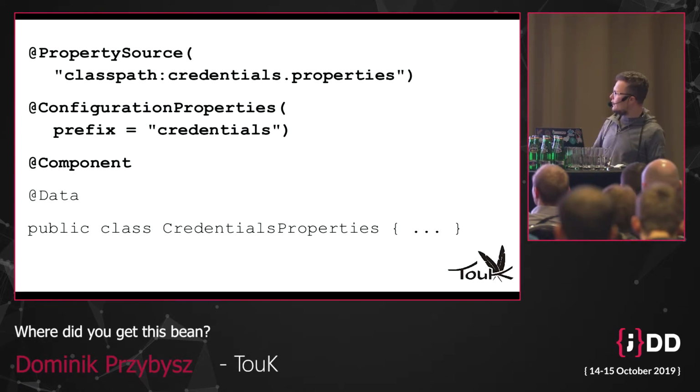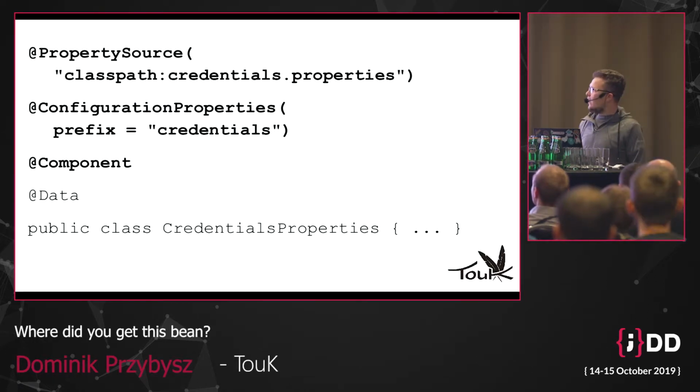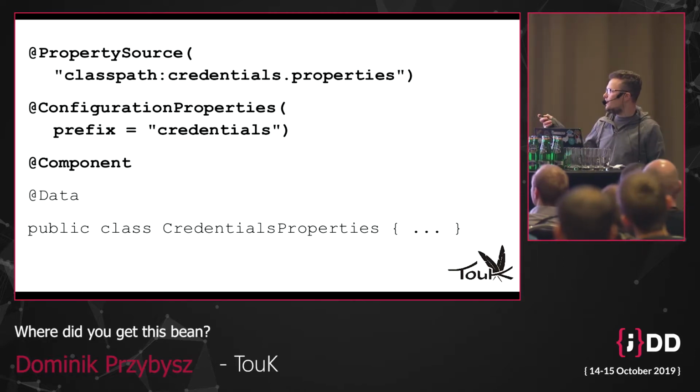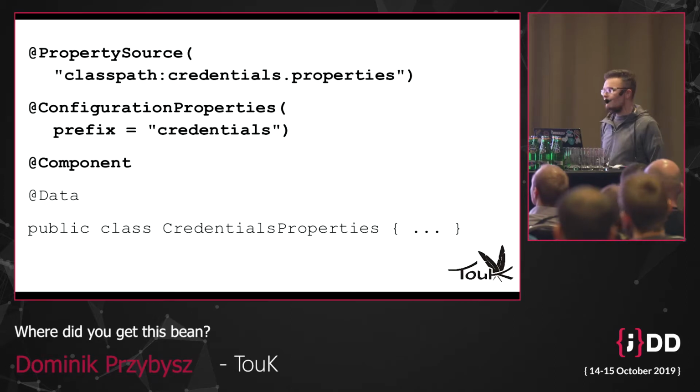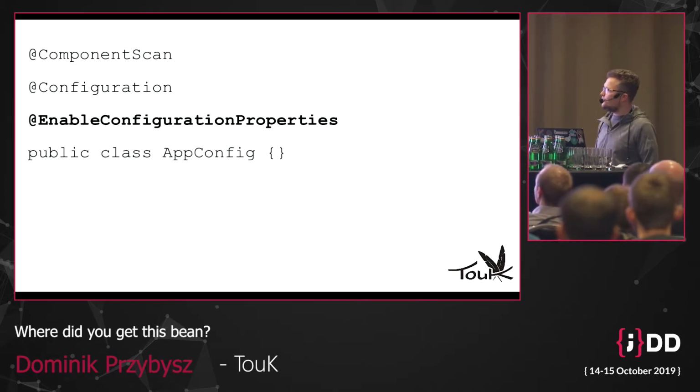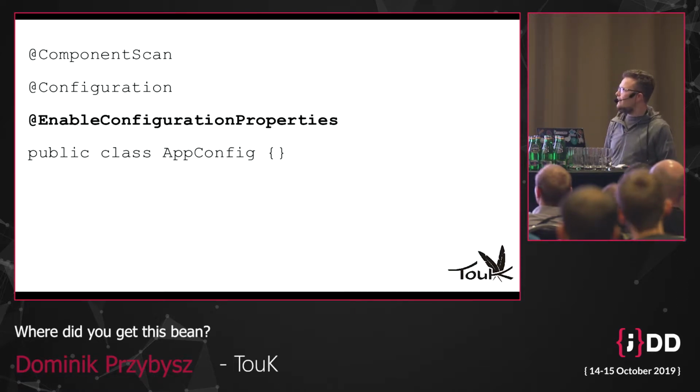So we could create our credentials properties and add the PropertySource and ConfigurationProperties on this, and also add the Component annotation. Next, the only thing we have to do on our app config is to enable configuration properties, and Spring will take care of all these configuration properties that we can define as a component.